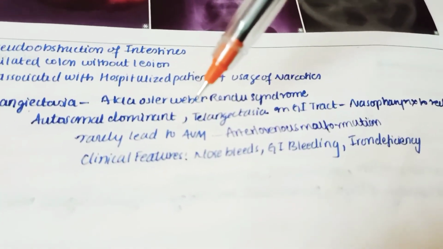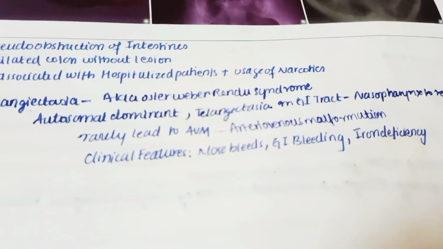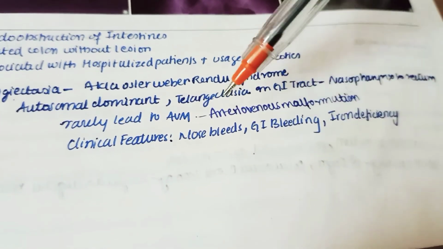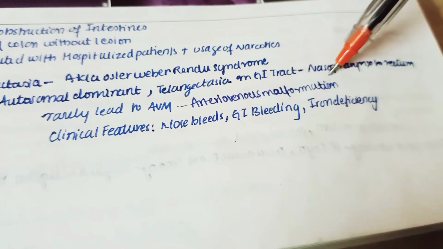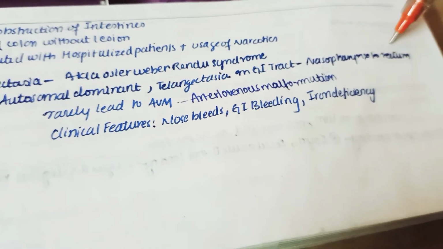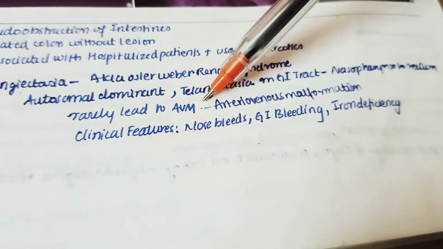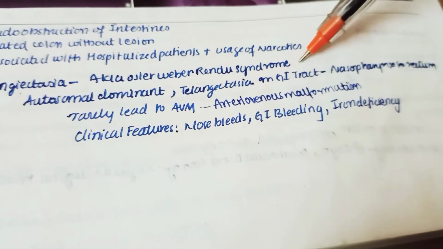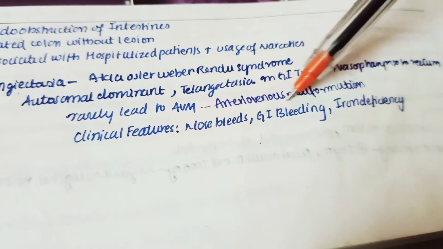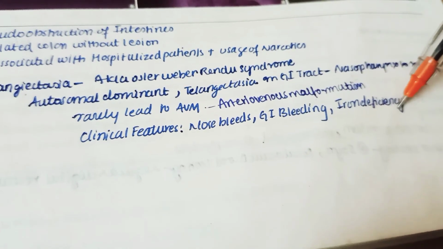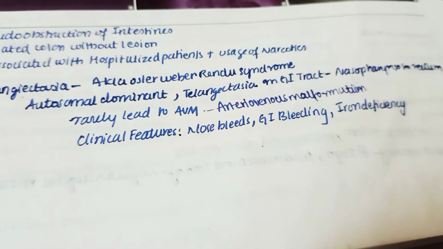Next, hereditary hemorrhagic telangiectasia. It is also called Osler-Weber-Rendu syndrome. It is an autosomal dominant condition. Telangiectasia mainly seen in GI tract, from the nasopharynx to the rectum. You can see this is leading to AVM, that is arteriovenous malformation. Clinical features are nose bleeding, GI bleeding, iron deficiency. Very important.